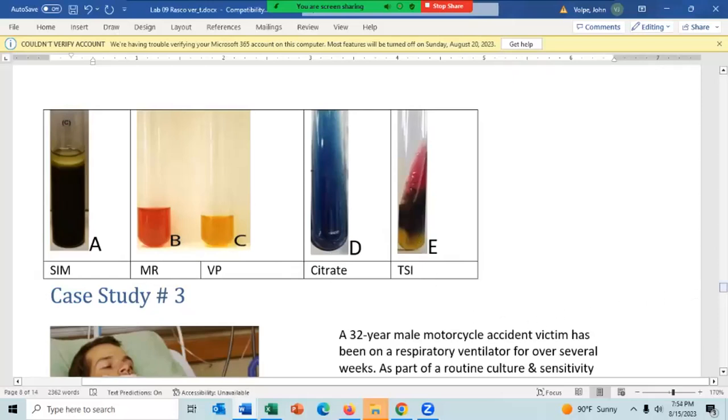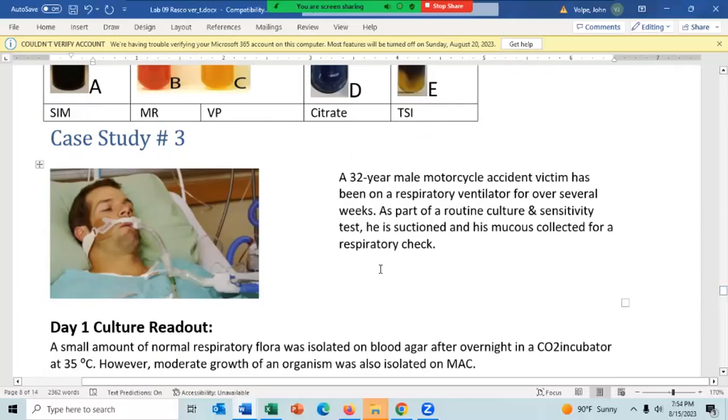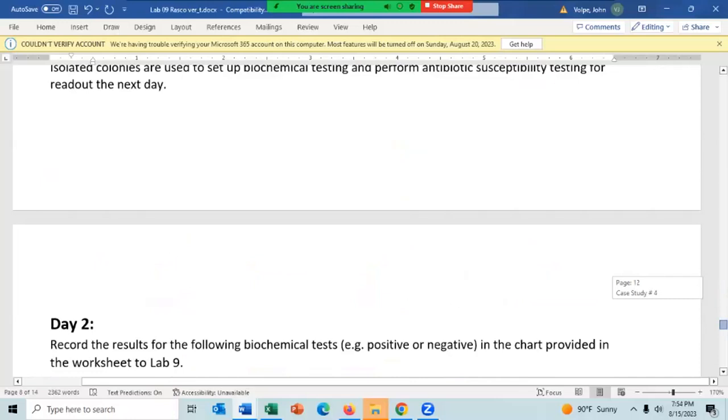All right, any questions about any of that? If not, you can go ahead and read the other case studies. And if you have any questions, I'll be here until 8:30 to help you with questions on the lab. So go ahead and get started unless there's questions.